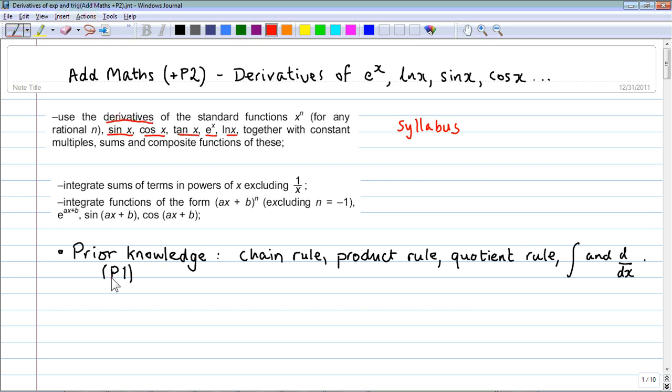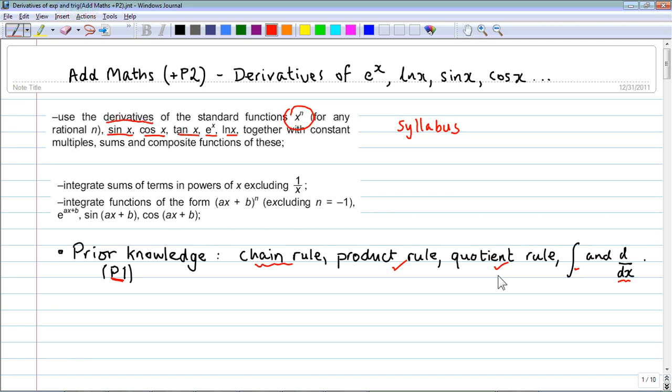Prior knowledge, you need to already know the P1 material on calculus. You need to know the chain rule, which was P1. You need to know how to integrate and differentiate powers of x, so you should already know that. And the product rule and quotient rule we've just covered in these videos on additional maths. So that's what you need to know. So what are we aiming at?